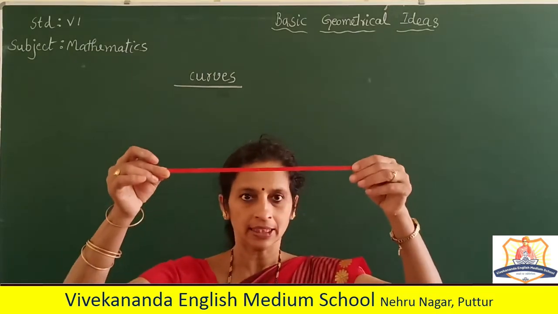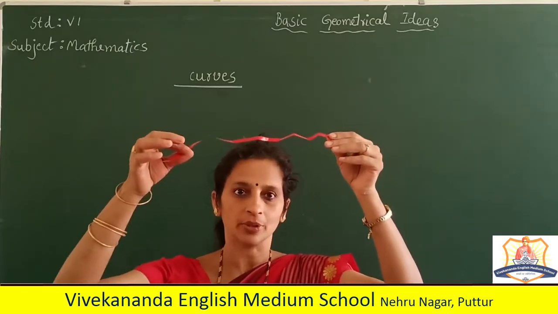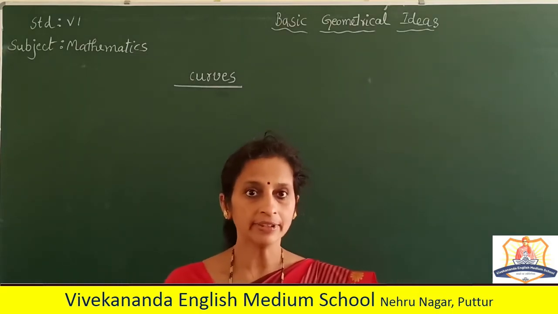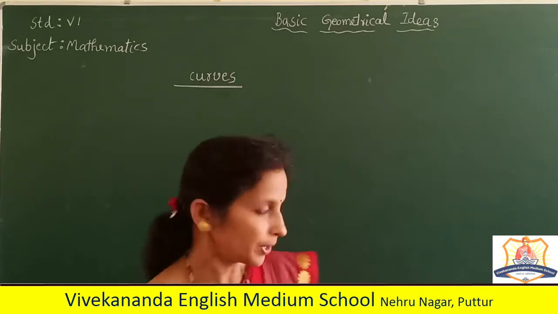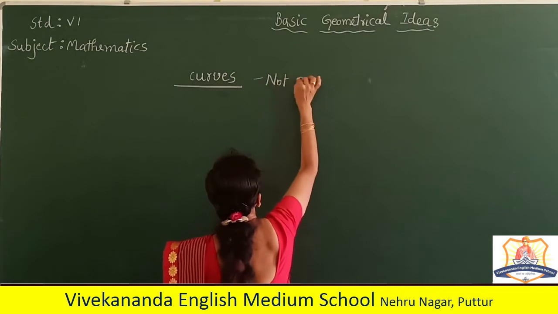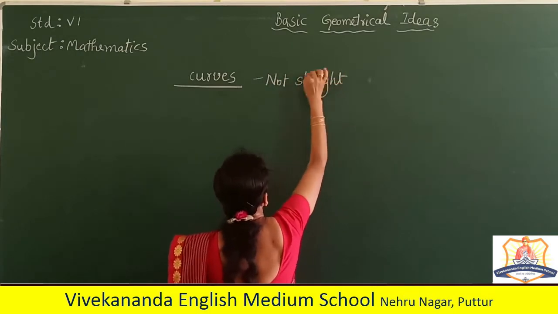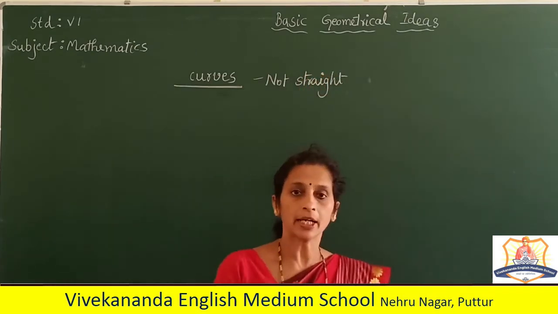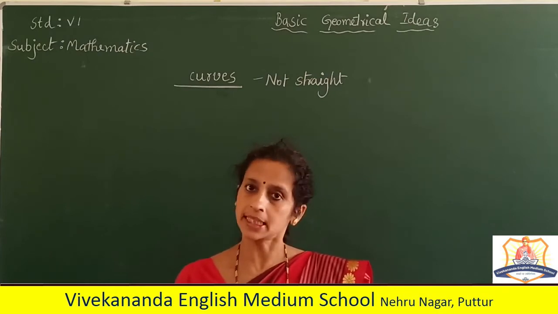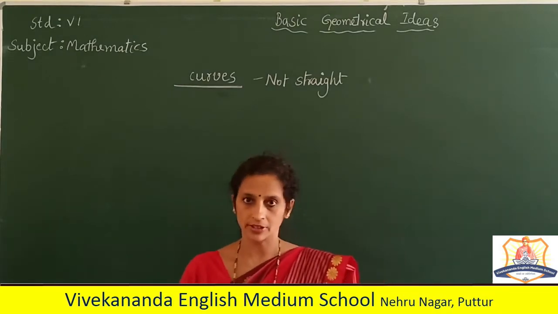Now this is a line. If I leave it like this, it is a curve. So what do we call a curve? A curve is a line which is not straight. So we call curves those that are not straight. You can see around us so many things which are bounded by straight lines and some of the things which are bounded by curves.